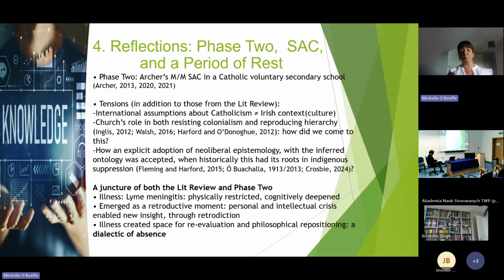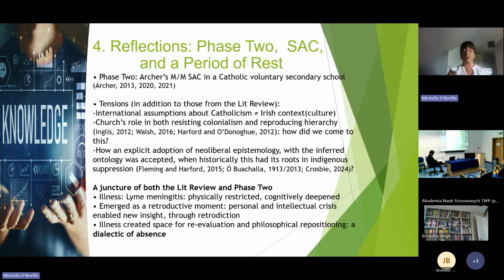The church's role was both resisting colonialism and reproducing hierarchy, and a big question arose: how did we come to this? As well, I had a huge issue with the explicit adaptation of neoliberal epistemology in the framework, with its inferred ontology, and how it was accepted when historically it had its roots in Indigenous oppression, from a colonial perspective. Those are the areas that I was struggling with.